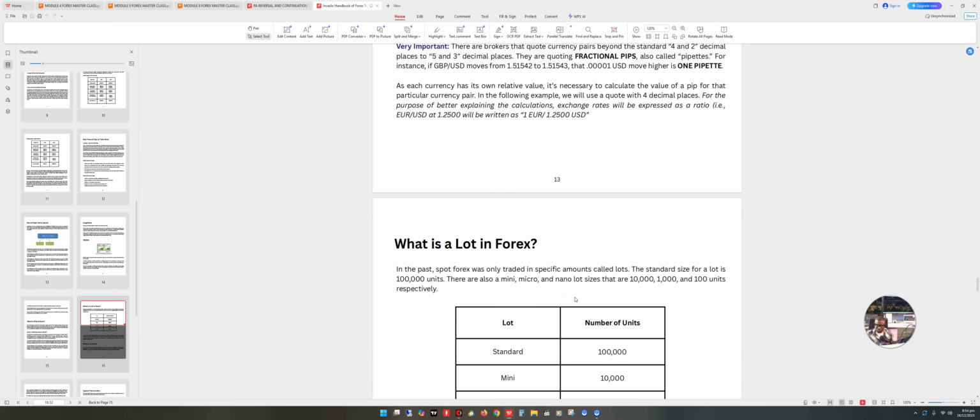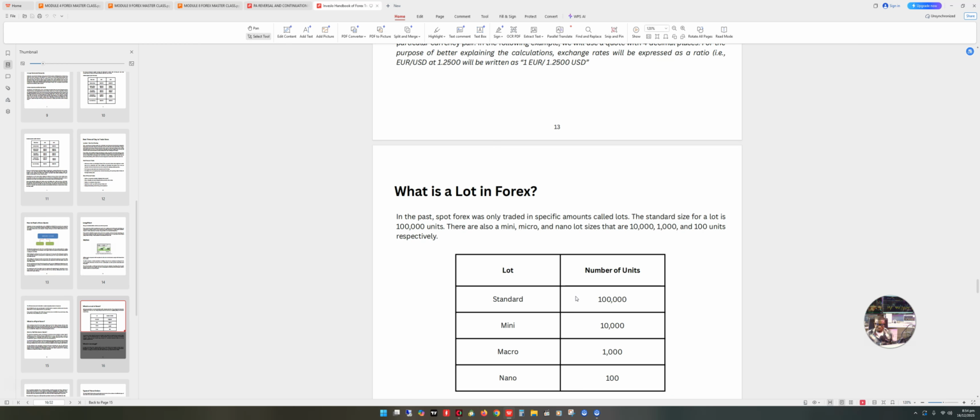Now, let's talk about what lot sizing is.